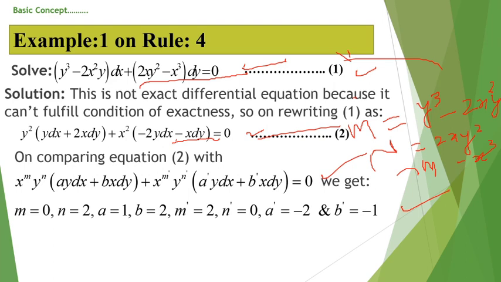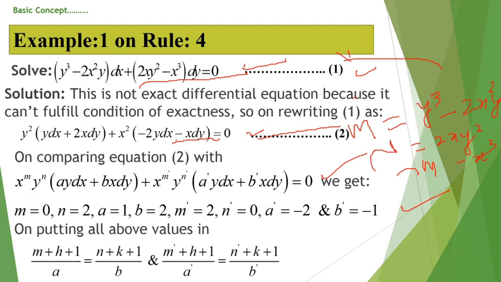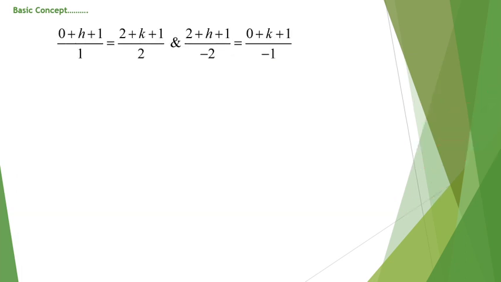So now what we have to do? We have to find the value of h and k. We can let the integrating factor be equals to x raised to power h, y raised to power k. So for the integrating factor, we have to find the value of h and k. So from where we can get the value of h and k? From these particular equations. On replacing the values of small m, n, a, b, m dash, n dash, a dash and b dash, we get this particular result.